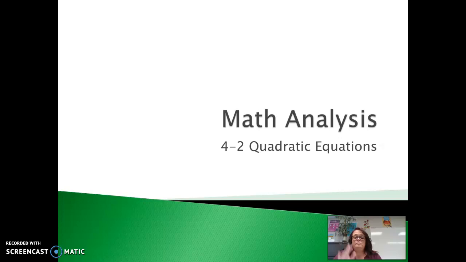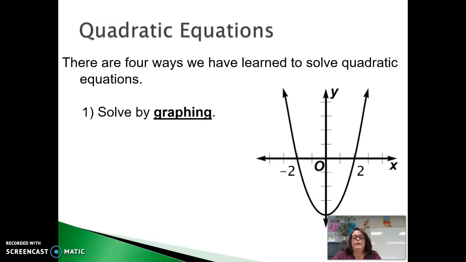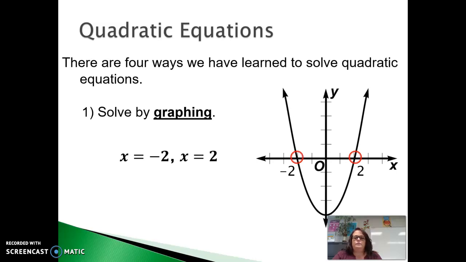So this is good news because this is a big review from Algebra 2. So we're going to be talking about the different ways that we have of solving quadratic equations. The one that we've been using right now has been solving by graphing, and that was finding zeros of the function. That's where the graph crosses the x-axis. So in this case, the solution would be at -2 and +2.